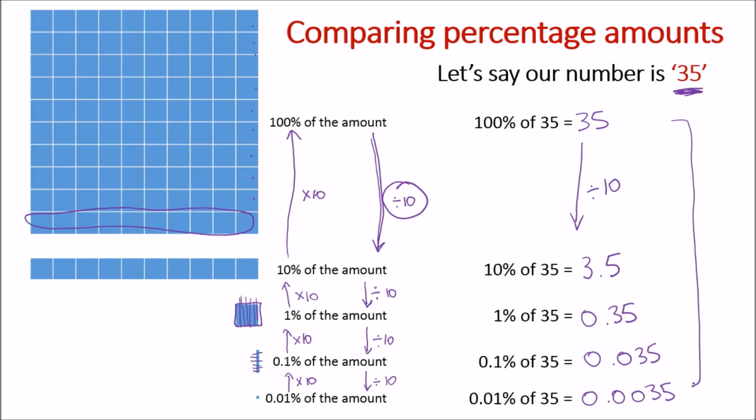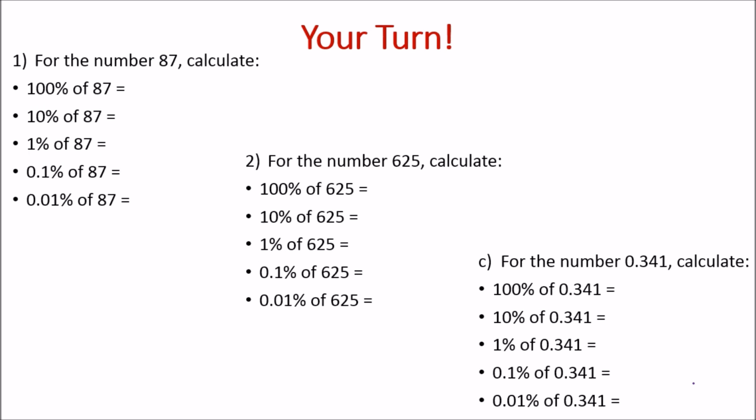You can extend this to 0.001%, 0.0000001%. You could even extend it back up the other way to 1,000%, 10,000%, 1,000,000%. It's just a matter of figuring out how many places you are moving the decimal point and which direction you are moving them in. So now it's your turn to practice, and it looks like there's a lot of work on this slide, but really it should take you longer to copy out these questions than it will to actually answer them. So please pause the video, copy them into your workbook and answer them, then resume to see how you went.